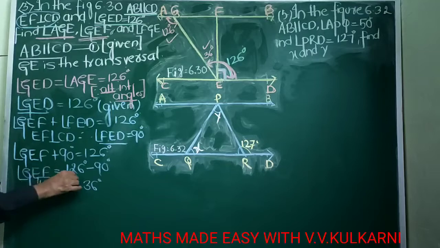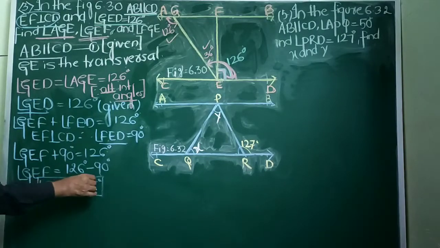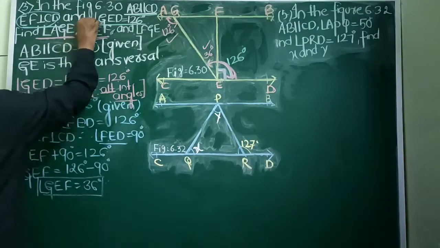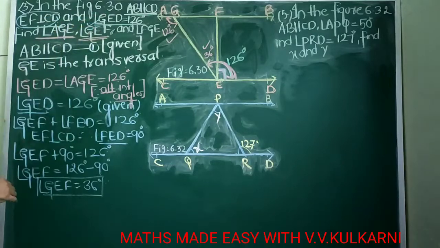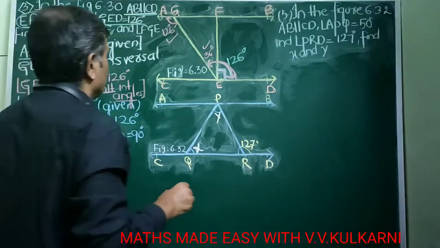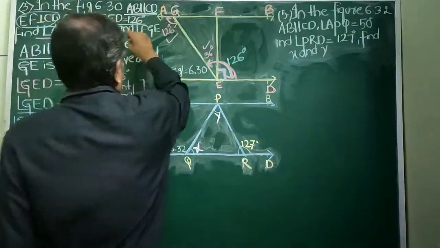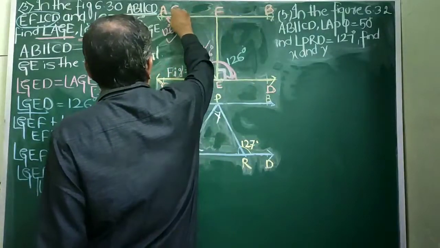I hope you are smart enough to subtract it. So this is 36 degree. GEF is over, AGE is over. Now I have to find out the next angle. The next angle is FGE.